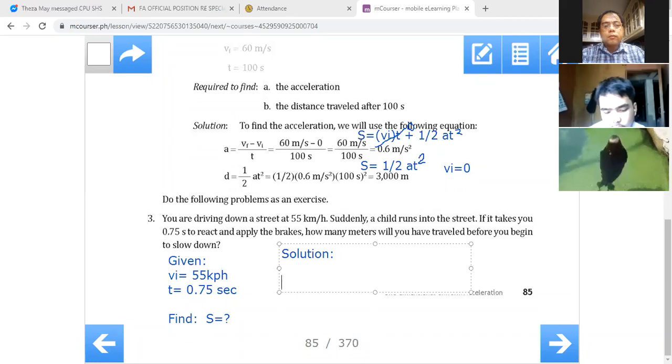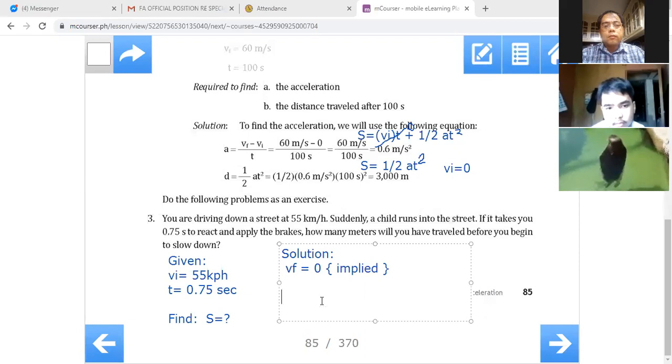So, what is the other implied given in this problem? The final velocity, sir, which is 0. This is basically our implied given. It's not mentioned, but eventually you have to come to a stop. So therefore, there are already 3 given values.